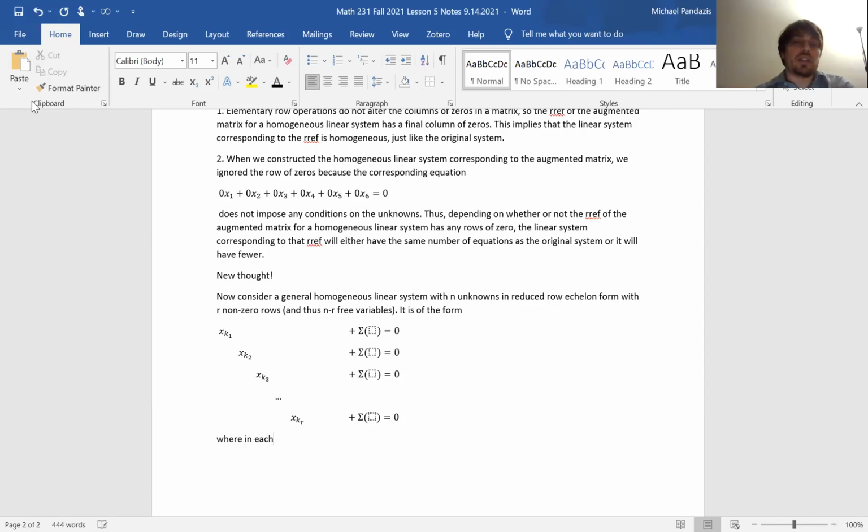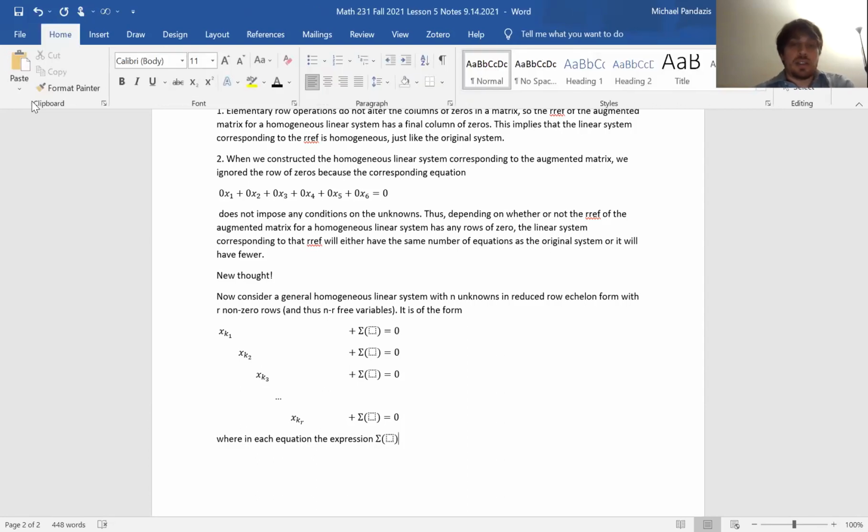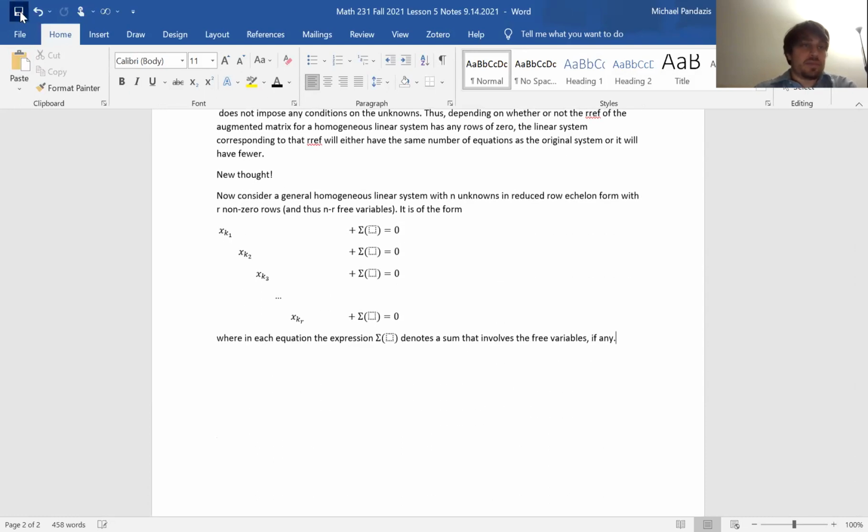where in each equation, the expression sigma blank denotes a sum that involves the free variables, if any.